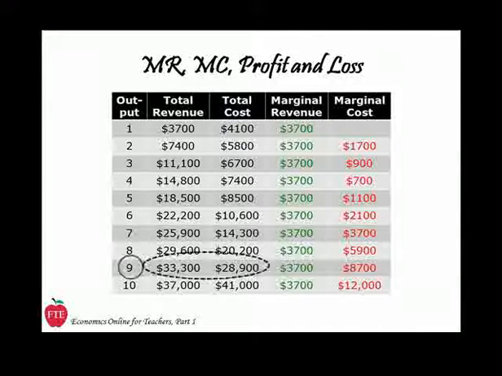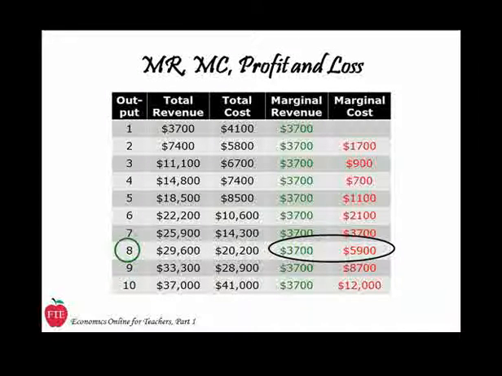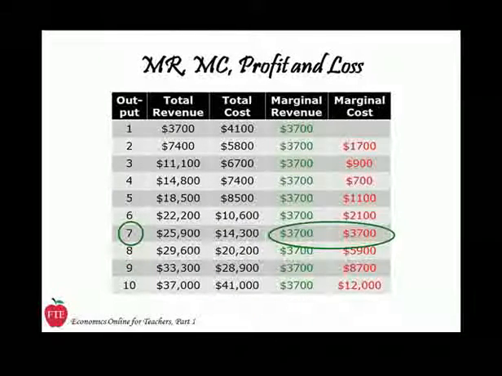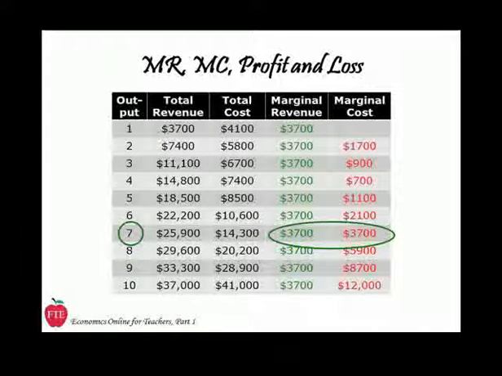So go down to Unit 9 again. Yes, total revenue is greater than total cost, but look at the marginal values. The chart says that it costs $8,700 to produce something that you can sell for $3,700. That's not a good way to get rich. Okay, so look at producing number 8. Same problem. The additional cost to produce is greater than the selling price. What about 7? That's the break-even point. The cost to produce it is the same as the revenue from selling it. That's the point where marginal revenue equals marginal cost, and that's the level of production that the entrepreneur should be looking for.